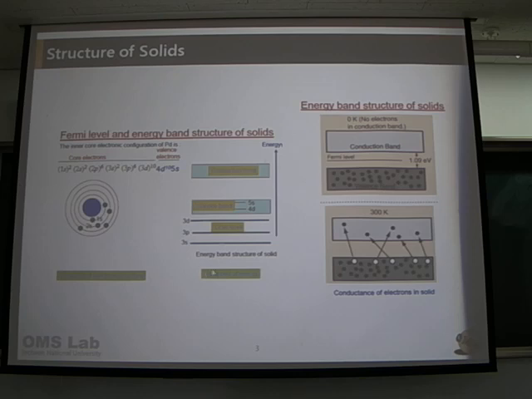Here are the core level, valence band and conduction band, and this is the energy. The right side figure shows the energy band structure of solids. Look at the top of this figure: the conduction band and the valence band. Between these two, there is a Fermi level, and at the topmost of this figure, no electron is in the conduction band. Below in the right figure, this is the conductance of electrons in solid.